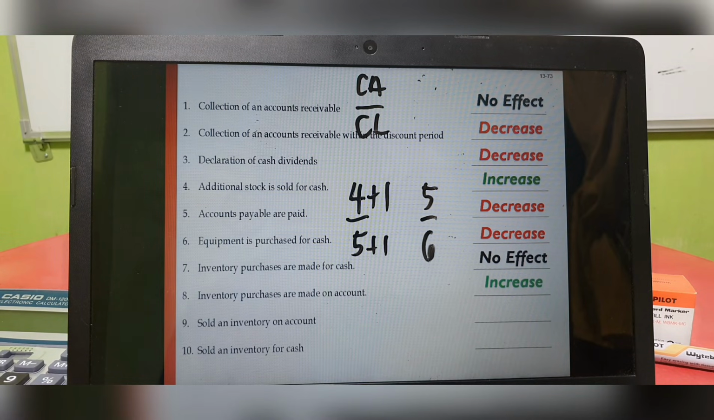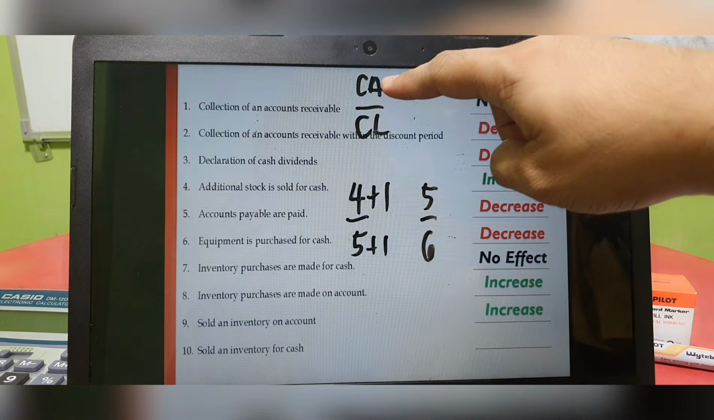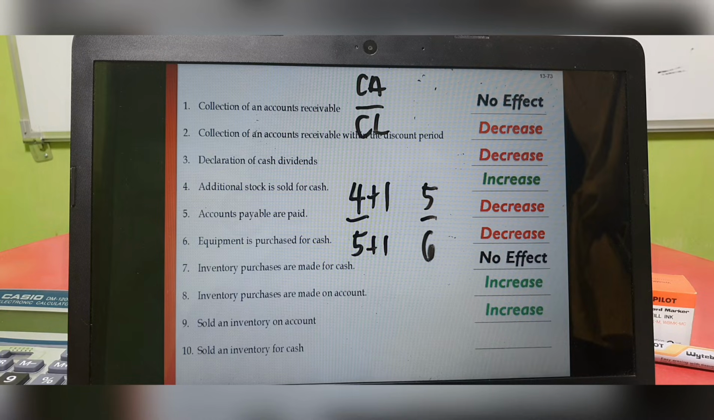Sold an inventory on account. So, every time nagbebenta, palagi po tayong current ratio ay tumaas. Whether on account or for cash, parehas po yan na nasa numerator at parehas na mas malaki magnitude ng accounts receivable and cash. Kaya naman, increase din ang sagot natin with number 10. Alright.